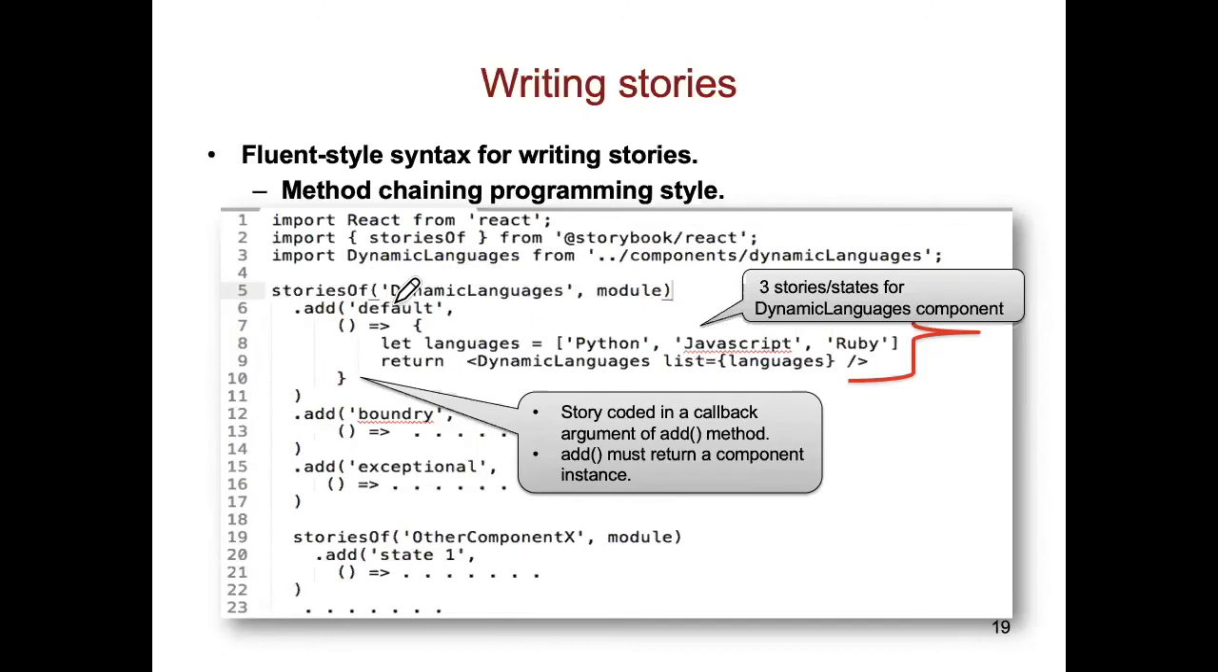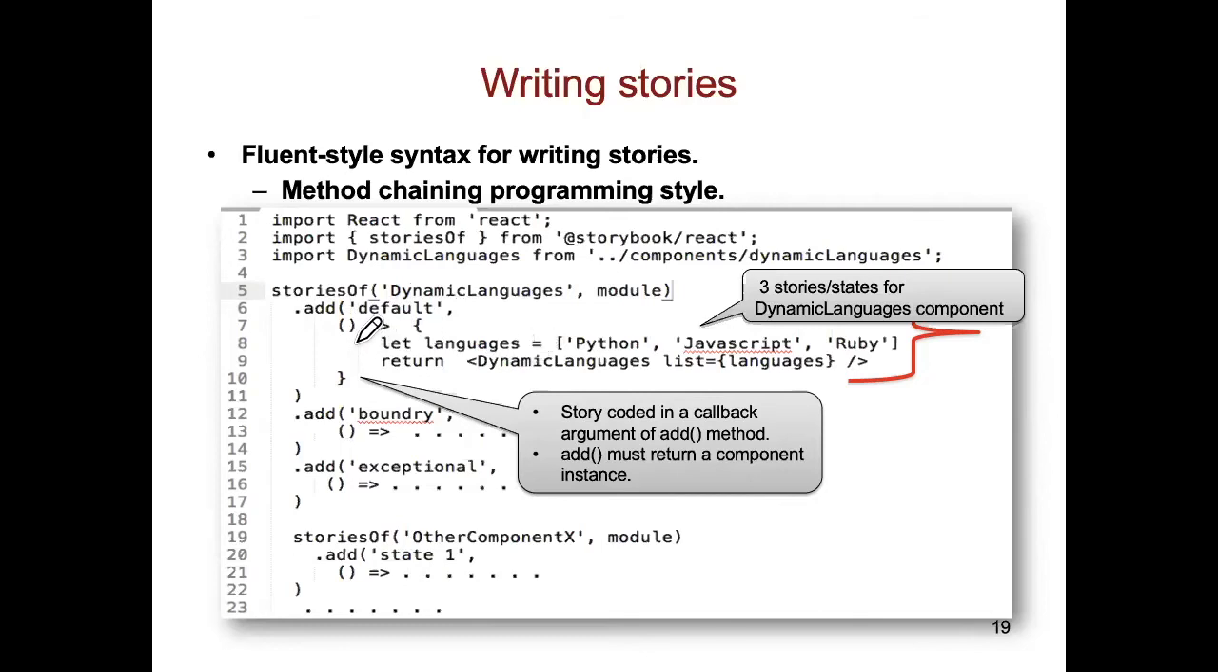The second argument is a callback function. And the callback function is the implementation of the story. And there's usually very little in the implementation of the story. What's really important is that this callback has to return the component that's associated with the story.